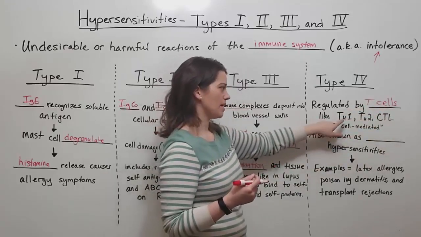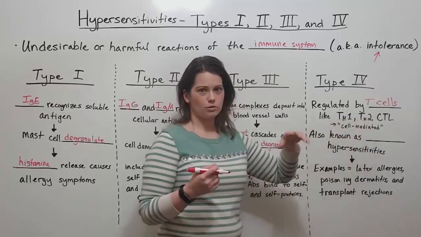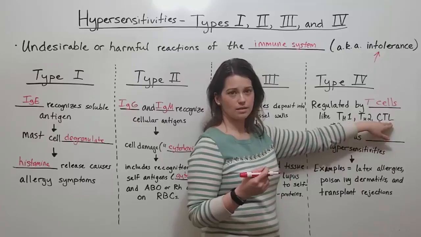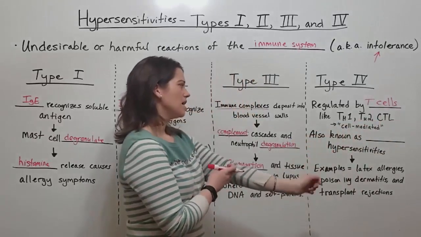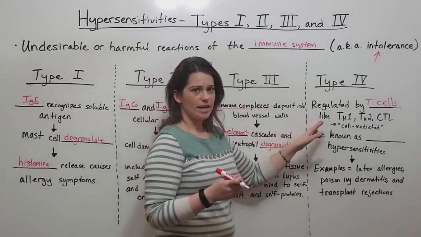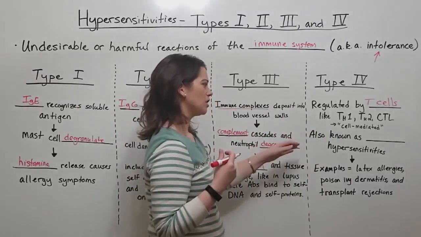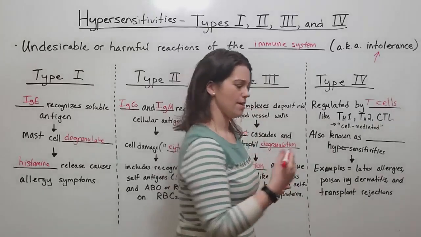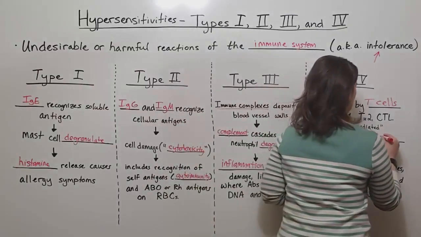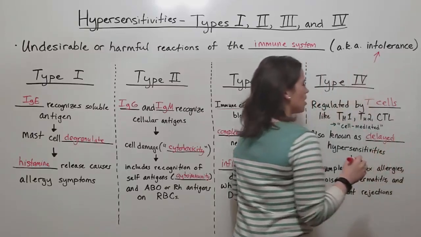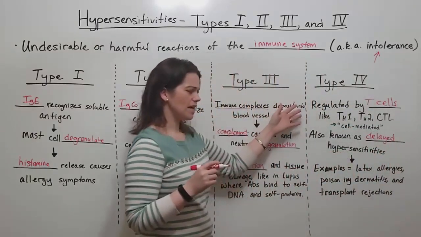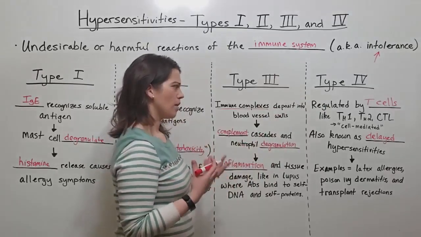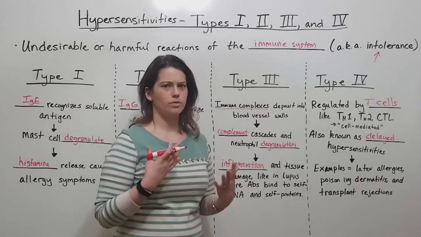So the T cells can be Th1 or Th2 cells, which are different kinds of T helper cells. It can also be cytotoxic lymphocytes, which is a different kind of T cell. But either way, it's considered cell-mediated rather than antibody-mediated. And it's also known as a delayed type of hypersensitivity. So delayed hypersensitivity. And all this means is that the T cells start to attack something that otherwise shouldn't be harmful, in order to get it out of the body.